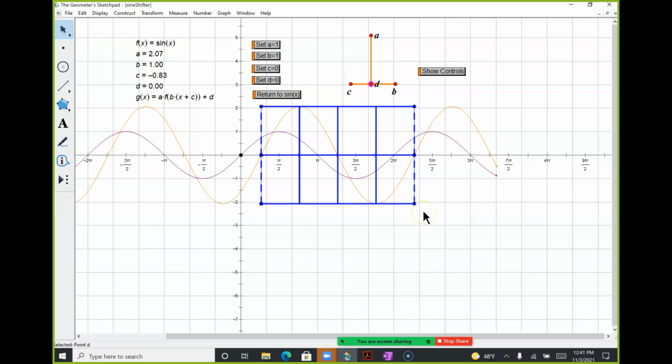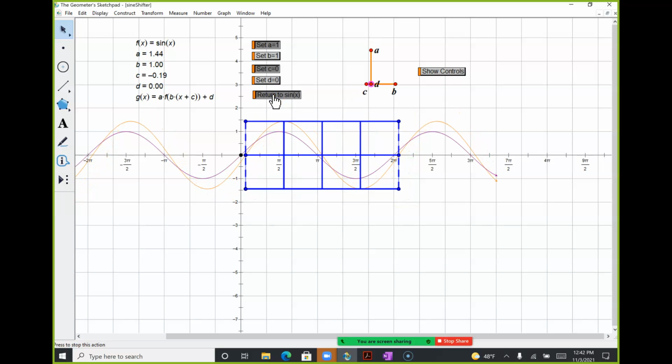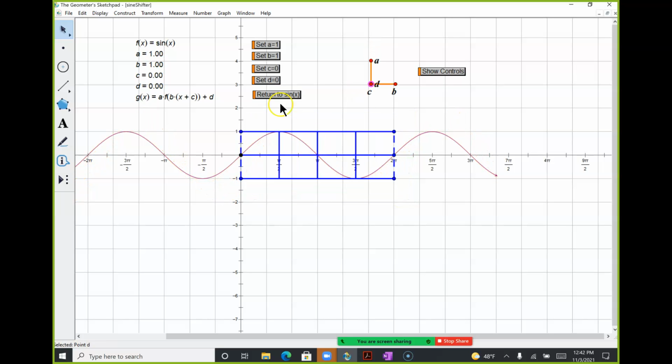So the tricky part is when I change B. So I'm going to return everything back to my original sine function, and now look at B. What happens when I make B larger? So for example, right now I have B at around 2. Look at what happened to the period. How wide is that rectangle now?